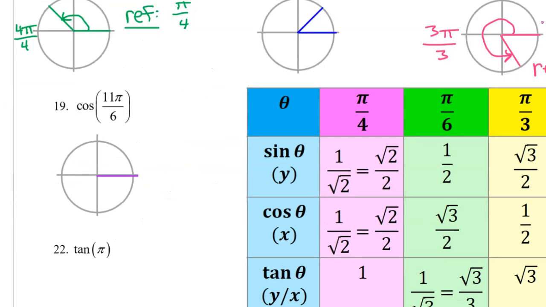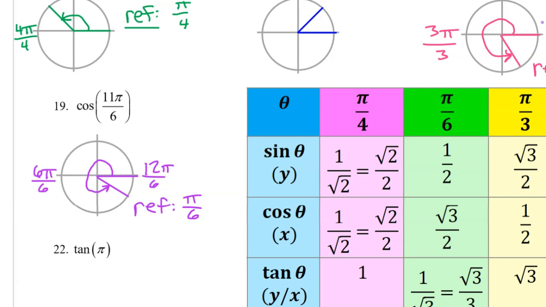In what quadrant is 11 pi over 6? We can think of pi as 6 pi over 6. We can think of 2 pi as 12 pi over 6. Therefore, 11 pi over 6 will be pi over 6 less than 12 pi over 6, placing it right here in the fourth quadrant. This also tells us that the reference angle is pi over 6.